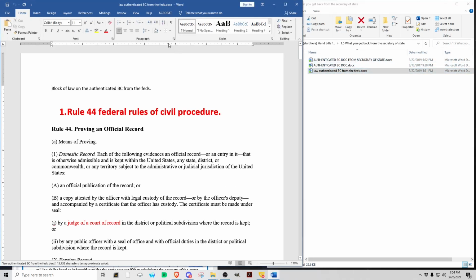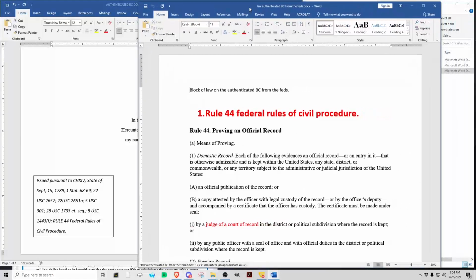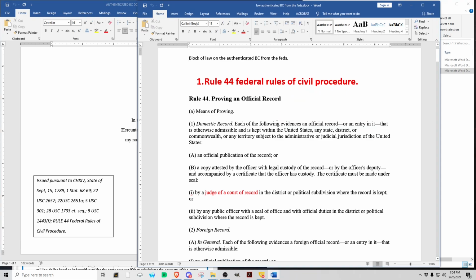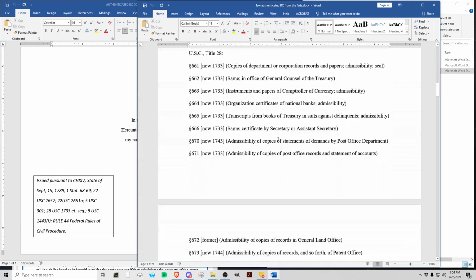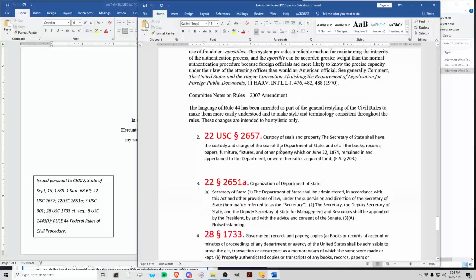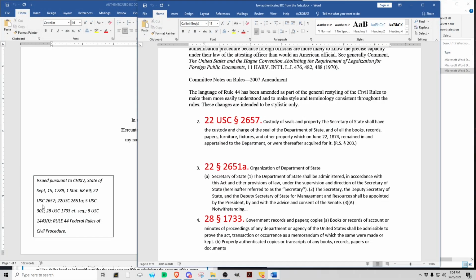Because in this little block of law, which by the way, I put the law into the folder. So if you guys want to see what these laws mean, I already took the liberty of looking up these laws for you and then putting it into a document. And most of them are at the bottom because this one was extremely long regarding the code. But anyway, the rest of them are at the bottom. So this one, 22 USC 2657, is here. Custody of seals and property of Secretary of State, right? 22 USC, this one is here.